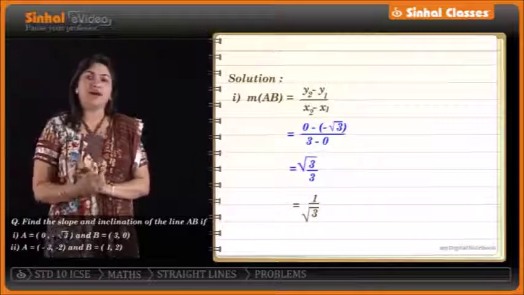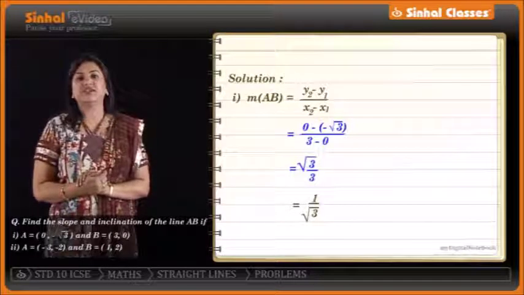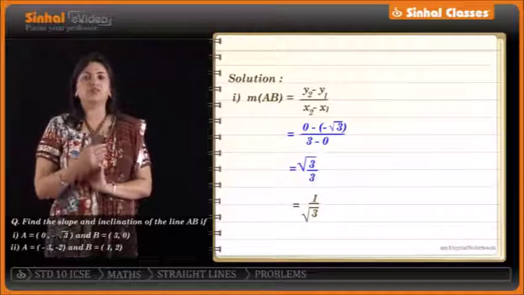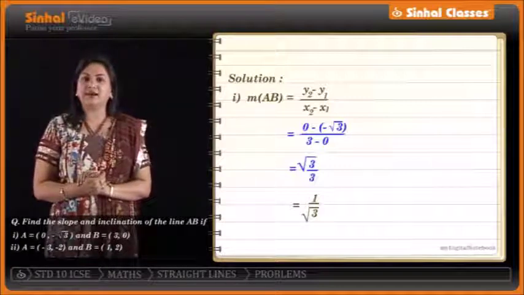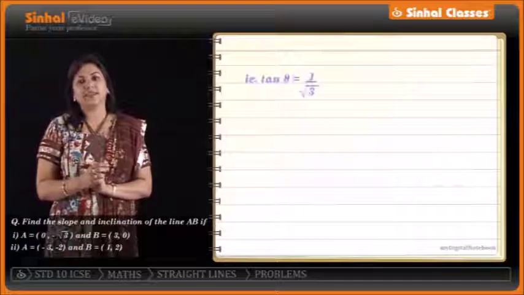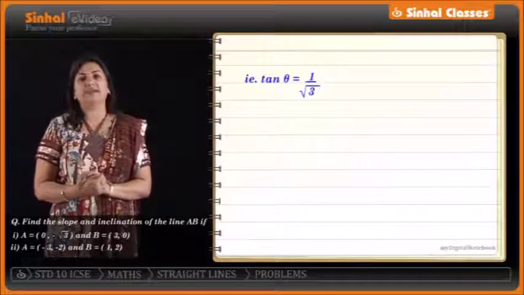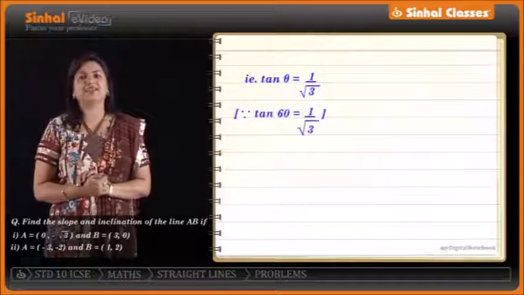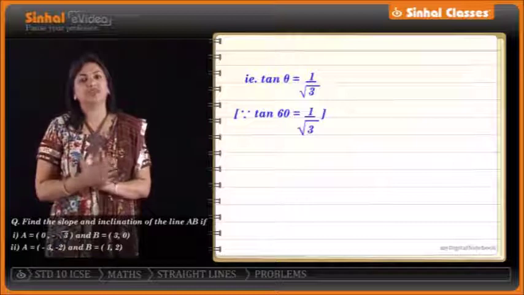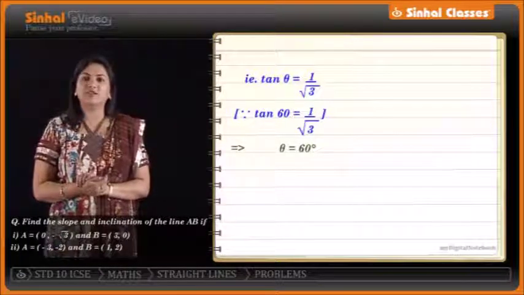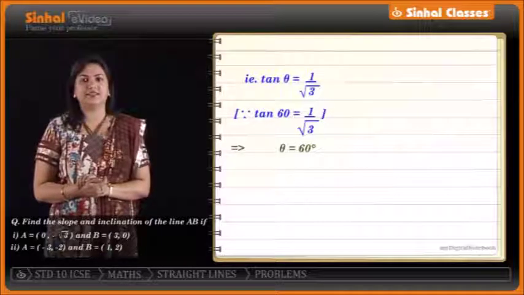Now we are also asked to find the inclination, that is the angle theta. Now we know slope is equal to tan theta. So we have tan theta is 1 upon root 3. Now tan of what angle is 1 upon root 3? We know tan 60 is 1 upon root 3. So theta is equal to 60 degrees. That is, the angle of inclination is 60 degrees.